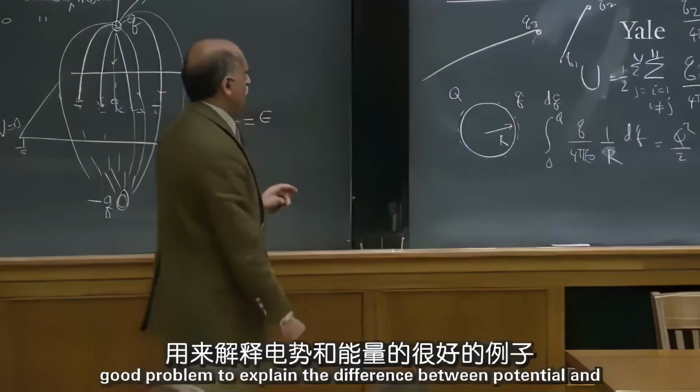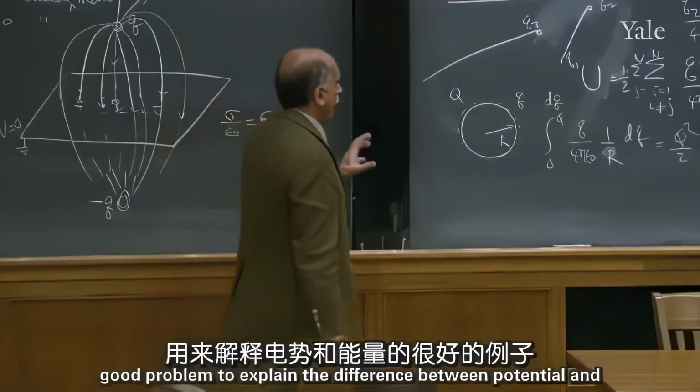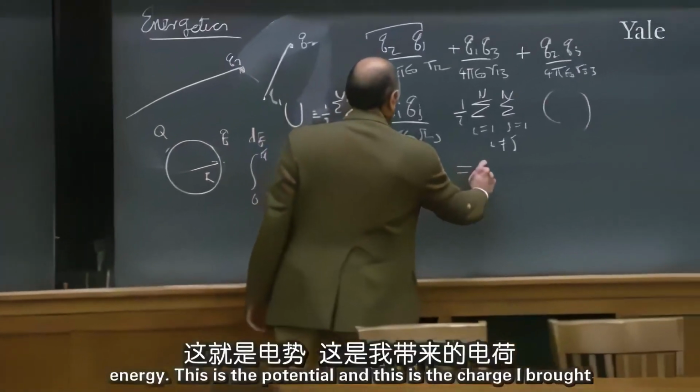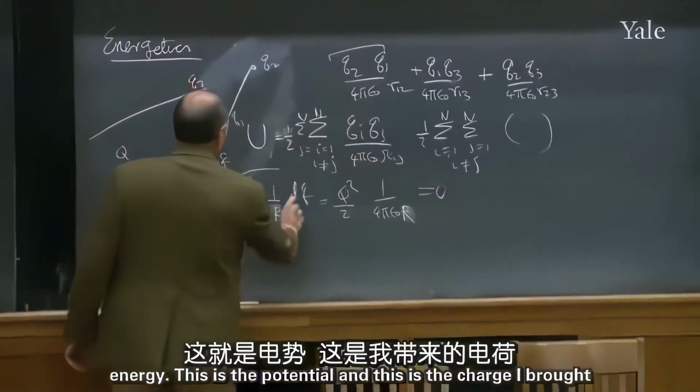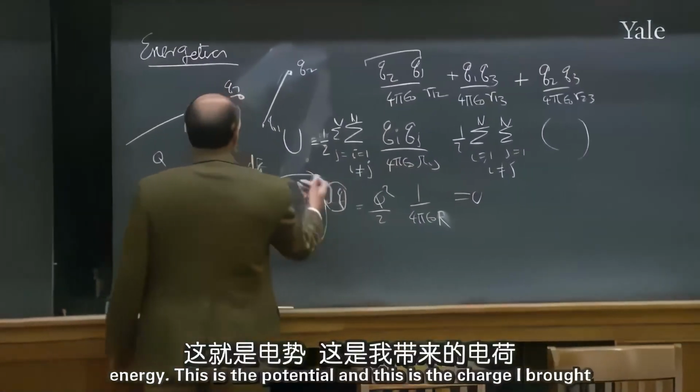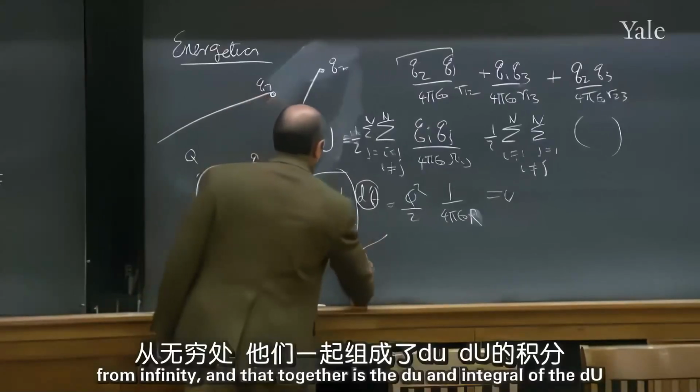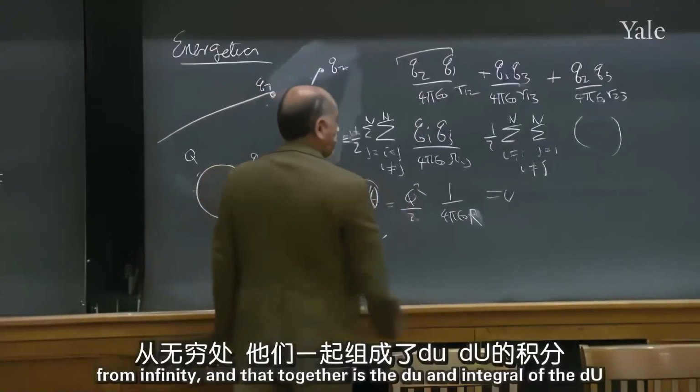So this is a good problem to explain the difference between potential and energy. This is the potential. And this is the charge I brought from infinity, and that together is a dU, and the integral of the dU is my total U.